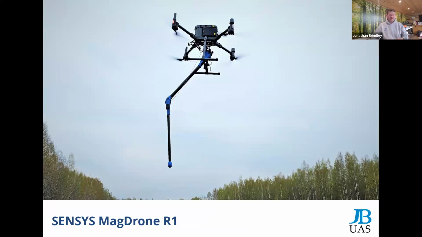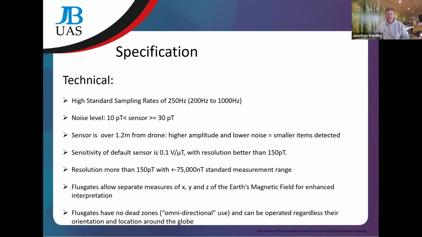So a little bit about the SENSYS MagDrone R1. A little bit of the technical. Standard sampling rate is 250 hertz. I mean, fast. A lot, which means you can fly quite quickly. It can have up to 1,000 hertz sampling rate, if you've got a really fast computer, that'd be great. But standard out the box, it's 250 hertz.